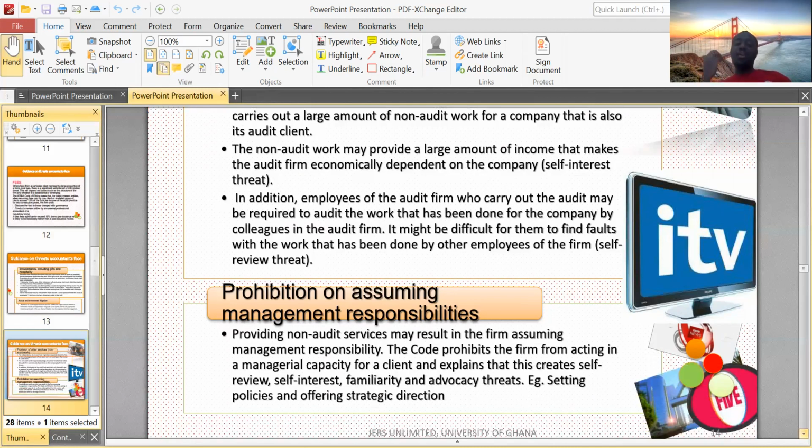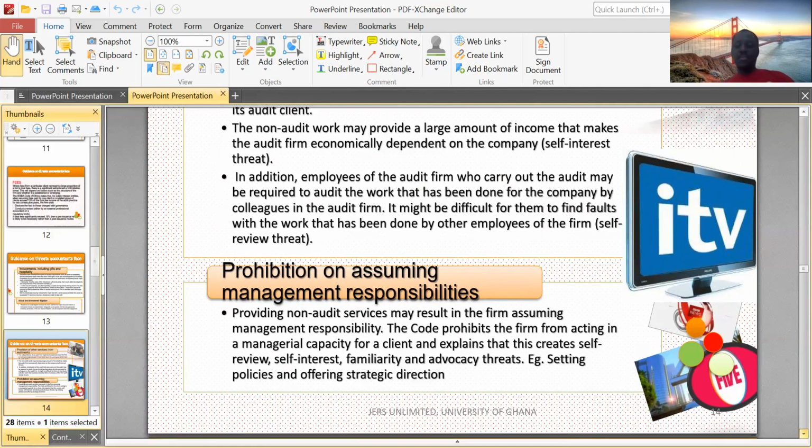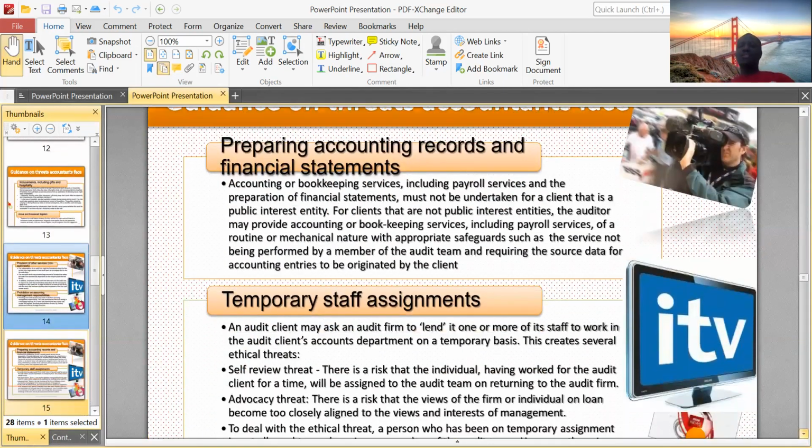Another thing is prohibition on assuming management responsibilities. Providing non-audit services may result in the firm assuming management responsibility. The code prohibits the firm from acting in a managerial capacity. Always remember this. The auditor is not supposed to act in a managerial capacity for a client, because it will create self-review, self-interest, familiarity, and advocacy threats. There are too many threats associated with assuming management responsibility. So the code prohibits that. Very, very key. Let's move on to other situations.